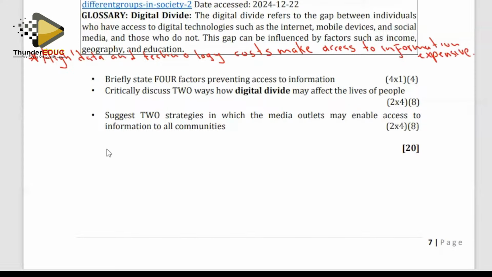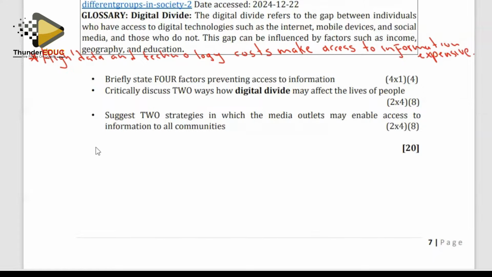The first factor is that connecting to the internet is very, very expensive, especially in South Africa. Then in addition to that, buying a technological gadget, which can be in the form of a tablet, an iPad, a laptop, or even a smartphone, those devices come at a high price. So that is the first factor.